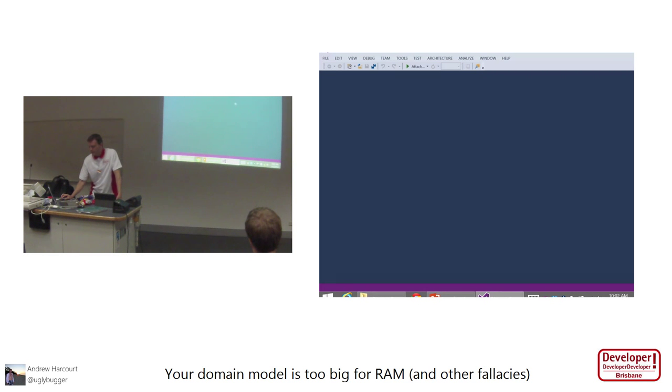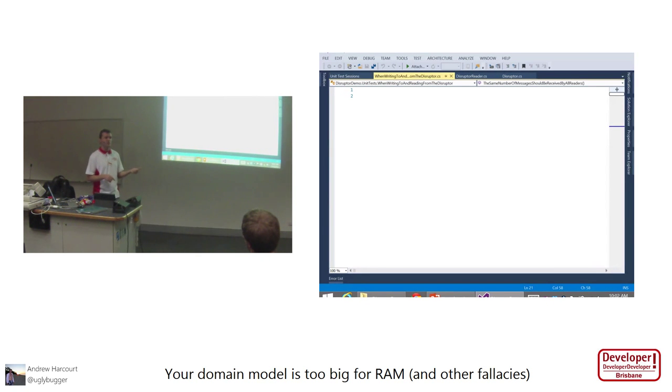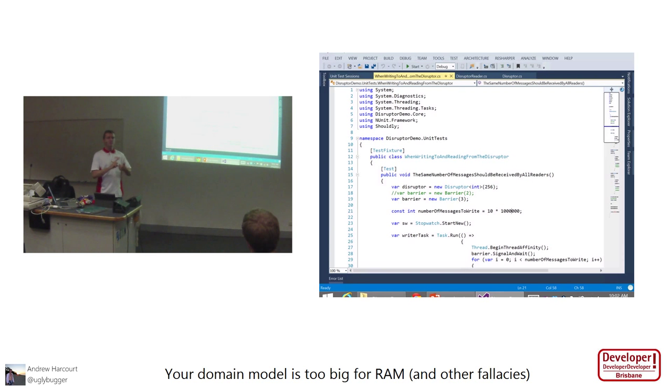So here we go. Basically, we've got one producer thread and two consumer threads. And my test is asserting that when I bang in a gazillion, I think it's 100,000 or a million messages, both of my consumers should see all of those messages, so they should see the same number of messages each. And we do actually have, I'll make that big.